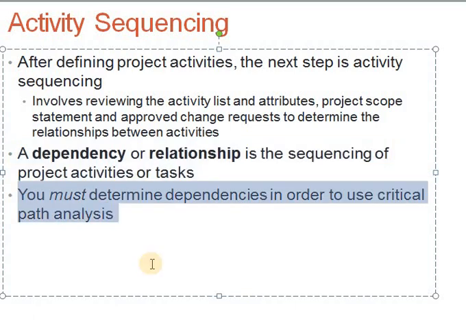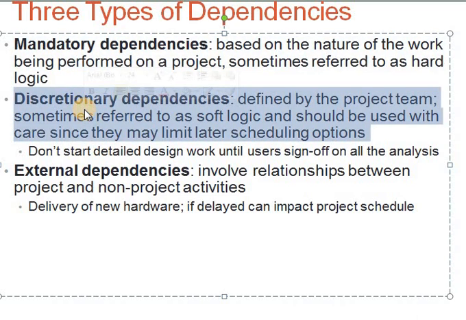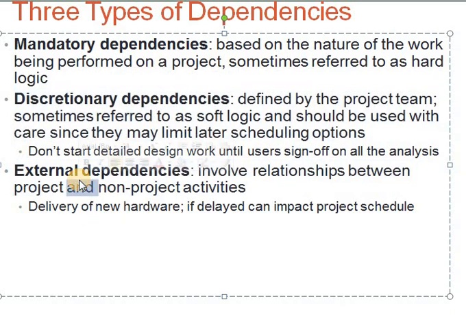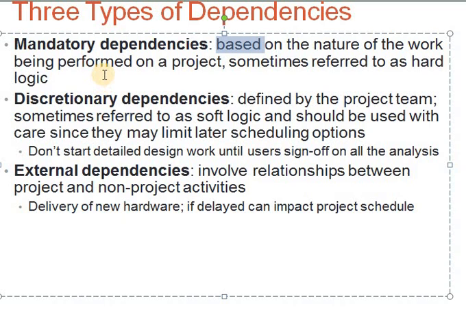Making critical path analysis, we must first determine the type of dependencies in all activities. So now we will discuss the three types of dependencies. The first one is mandatory dependencies, the second one is discretionary dependencies, and the third one is external dependencies. So first, what are the mandatory dependencies? Basically, these dependencies are based on the nature of the work we have to perform on a project.